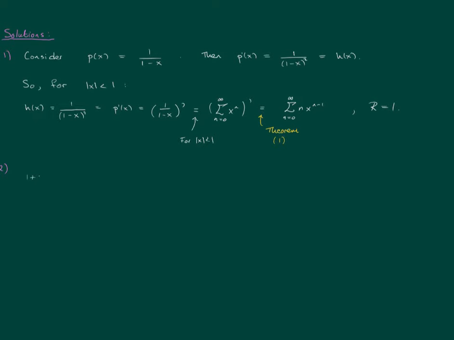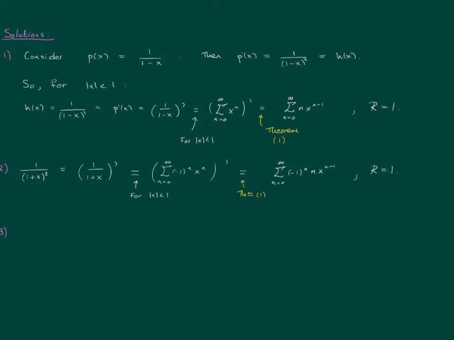Second example. In the exact same vein, 1 over 1 plus x squared is equal to the derivative of 1 over 1 plus x, which for absolute value of x less than 1 is the sum of minus 1 to the n, x to the n, from 0 to infinity, take its derivative. And how do we take its derivative? We take its derivative term by term, using again theorem part 1. So minus 1 to the n times n, x to the n minus 1. And again, R is equal to 1.